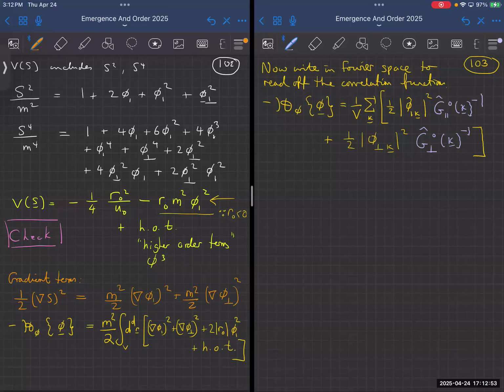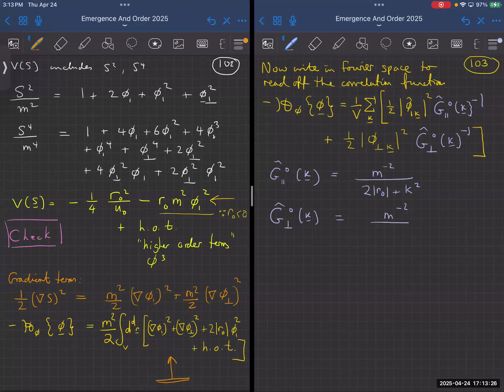So let's go ahead and read off what those things are. We can just read them off by looking over here on the left-hand side. We can see what those terms are when we Fourier transform them. So when we Fourier transform, G naught of k, I can simply read that off. That is m to the minus 2 over 2 r naught plus k squared. And G perpendicular of k is equal to m to the minus 2 over k squared. Okay, so that's how we read this off.